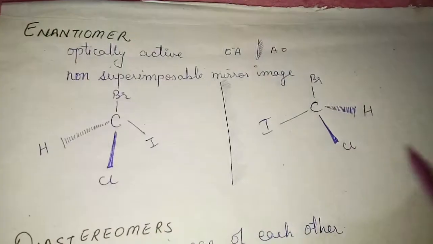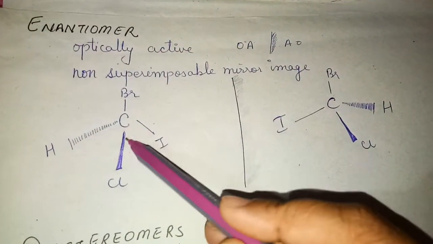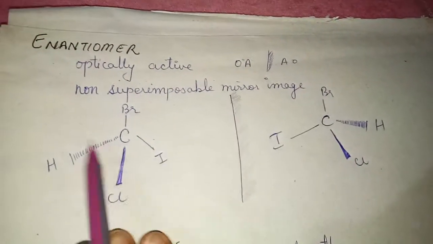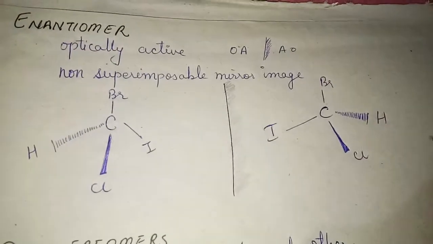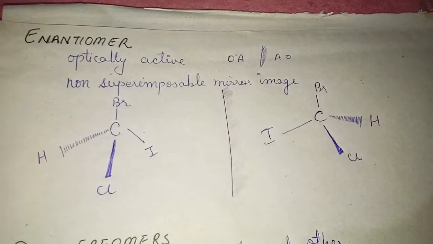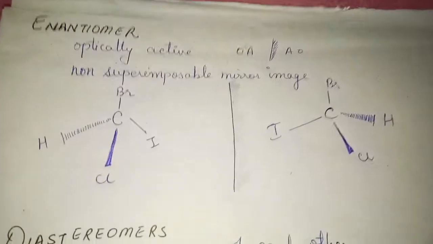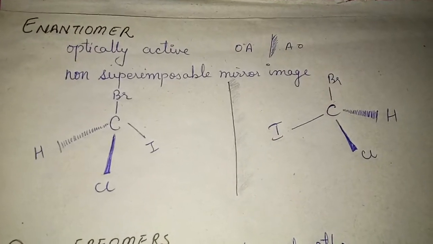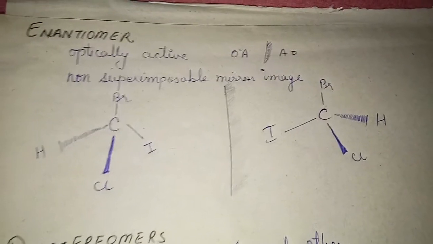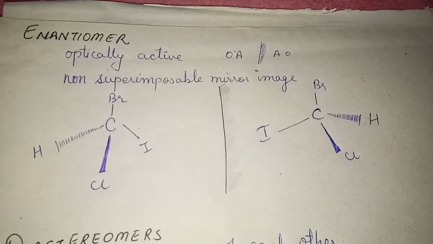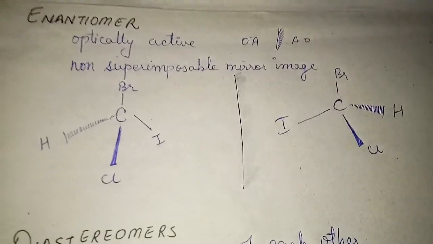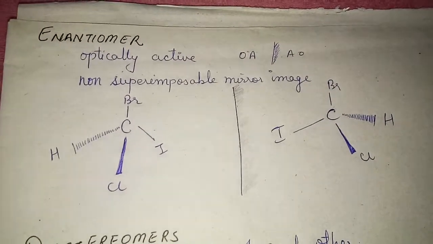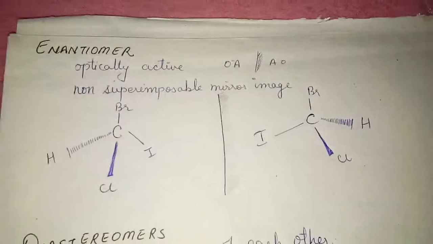Now if you see this example, this is the dash notation, this is the wedge where chlorine is attached. If you try to superimpose the first molecule on the second molecule, you will find it is not at all superimposable on its mirror image. Clear? Enantiomer, clear? Non-superimposable mirror image. Remember the molecules, then only you will understand the concept in a better way. If you remember the concepts with examples, you need not mug up or learn everything, you will understand in a very easy manner.